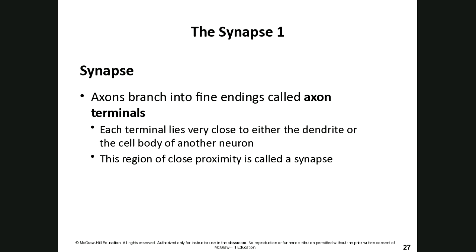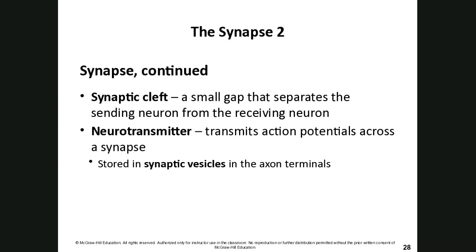Each one of these little fine extensions is either very close to the dendrite or the receiving end of another nerve cell, or it's very close to the cell body of another nerve cell, or these axon terminals can be very close to another type of cell, like a muscle cell. In that region, they don't quite touch each other, they just have a little space. That space is what we call the synapse and the synaptic cleft. So the synaptic cleft is just a small gap between the sending neuron and the receiving neuron. And it's a little bit of a misnomer for us to just say receiving neuron, because it can be any type of receiving cell.